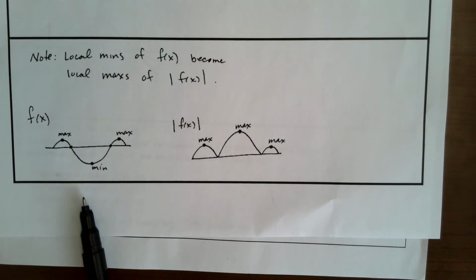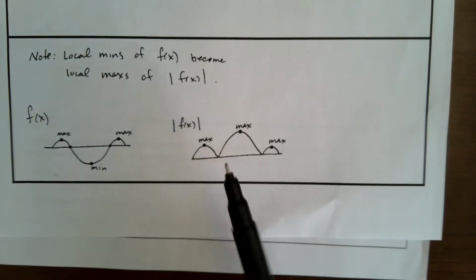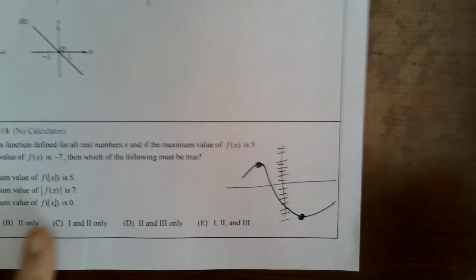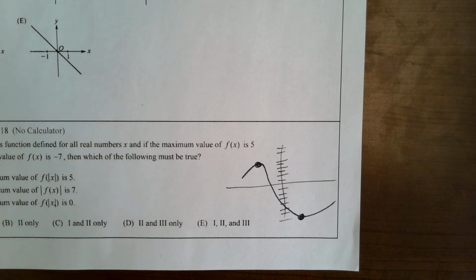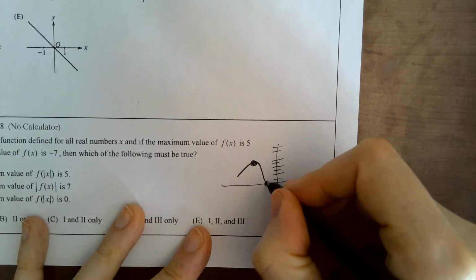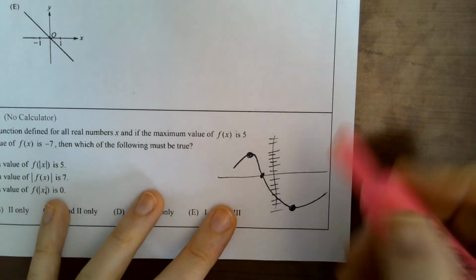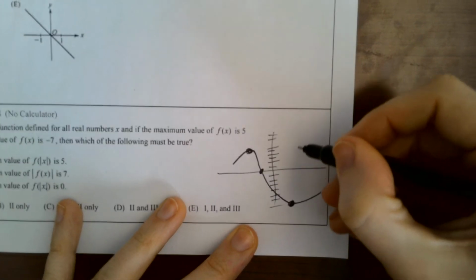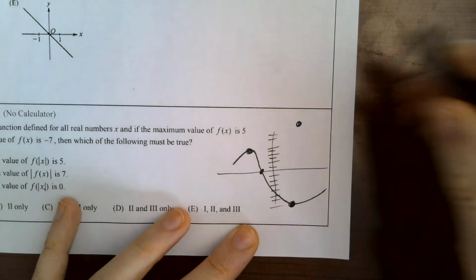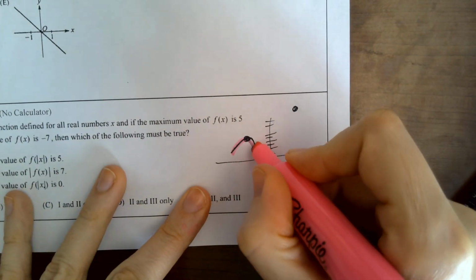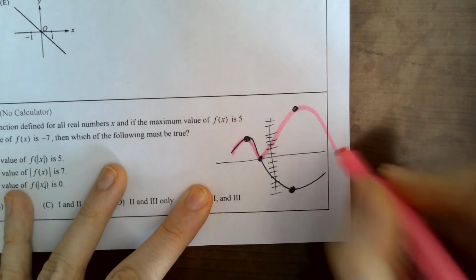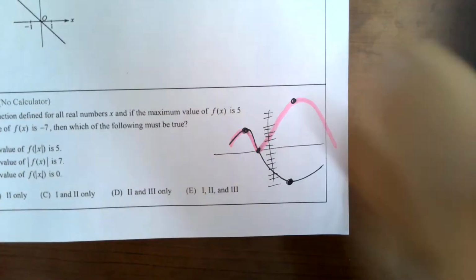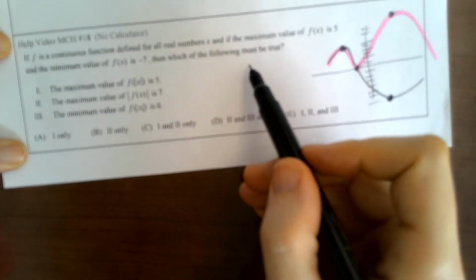Remember, like with the velocity stuff, how when we took the absolute value of velocity, we got speed because it made the negative parts positive, like this. So if I had a situation like this, and if I wanted to say that this was f of x, the absolute value of f of x would be, this min would become like a max up here, and my graph would look something like this. That looks bad, sorry. But they're asking which of the following must be true.